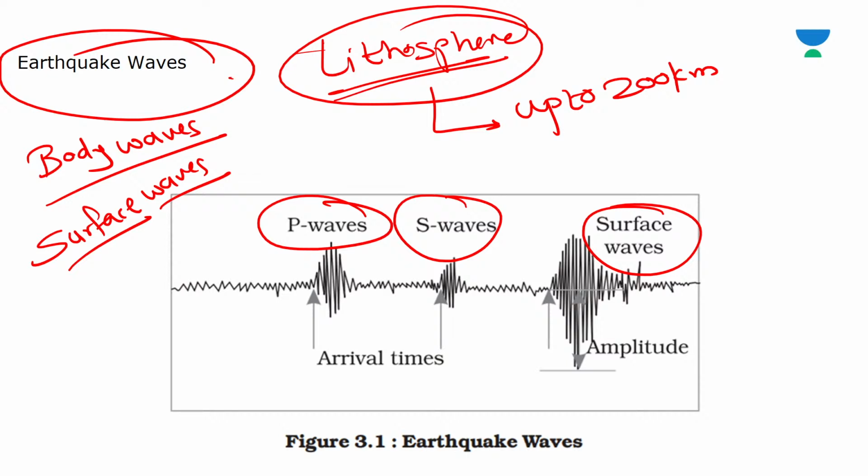Now, body waves are generated due to the release of energy at the focus and move in all directions, traveling through the body of the earth. Hence, the name body waves. So, friends, body waves are generated due to the release of energy at the focus and move in all directions, traveling through the body of the earth. Hence, it is called body waves.